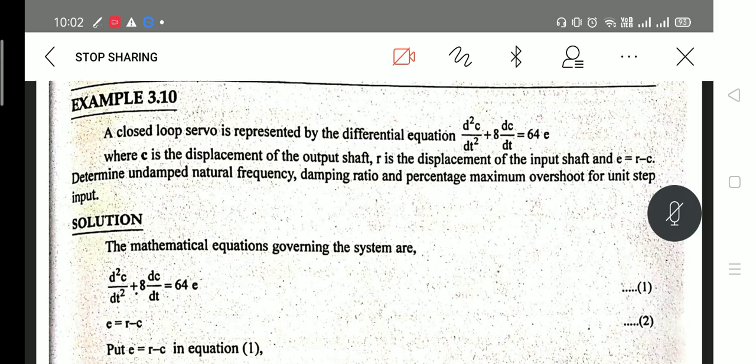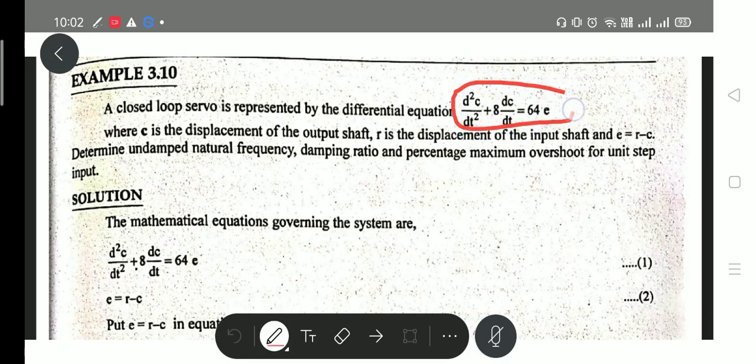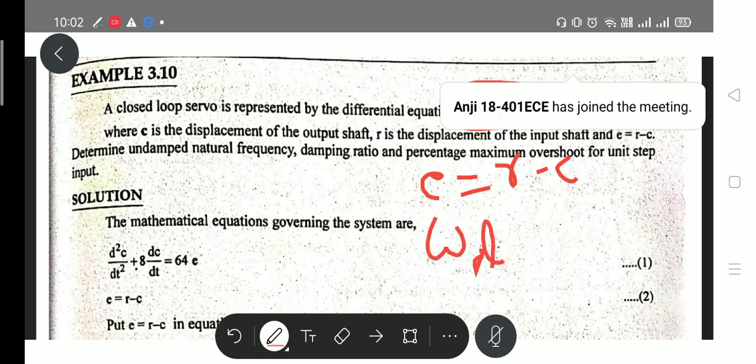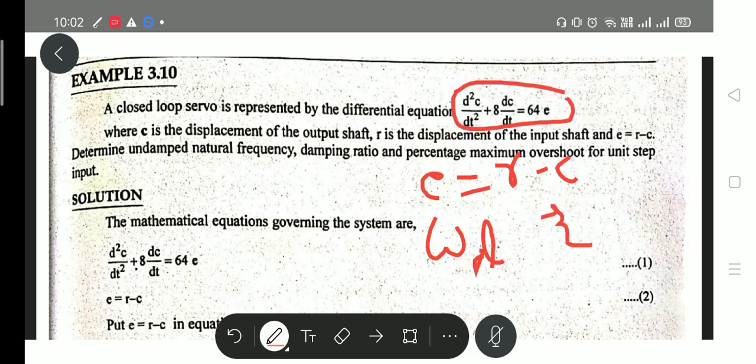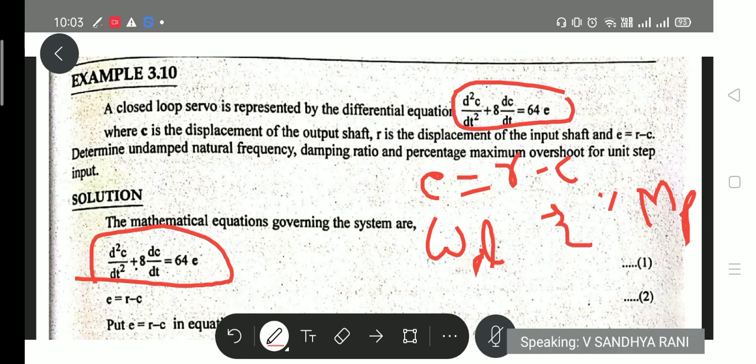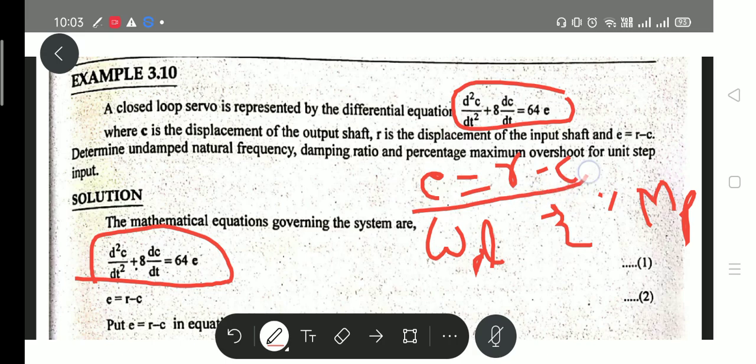Okay, he has given this equation and E is equal to R minus C, and he asks us to find the damped frequency omega d, damping ratio zeta, and percentage of maximum peak overshoot, that is percentage of Mp. Already you know the formulas. Okay, first take this equation d square c by dt square plus 8 dc by dt is equal to 64e. He has given E is equal to R minus C.